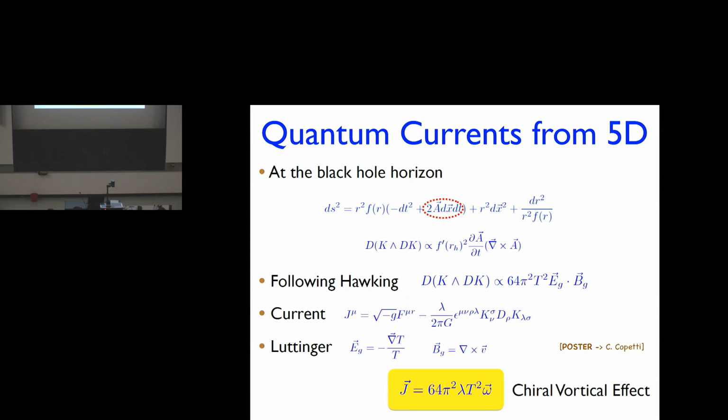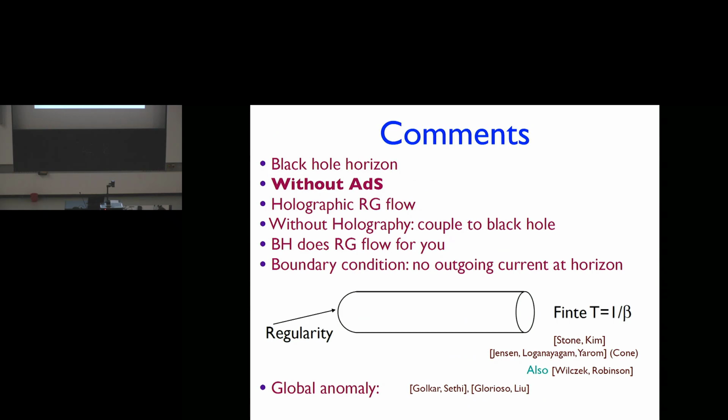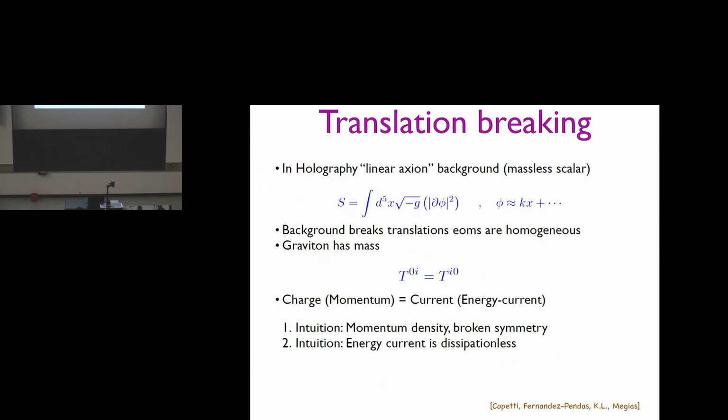But this is a pure horizon effect, so you can calculate this just on the horizon. And then you can set up some RG flow equation to transport it out to the boundary. And recently there was a very nice paper by Mike Stone and Kim, which gave a purely four-dimensional argument, but they also rely on the presence of a Euclidean black hole, or actually even a Lorentzian black hole in space, but I think I don't have time to go into this. So what you have learned from AdS/CFT, you can do in a purely four-dimensional context as well.